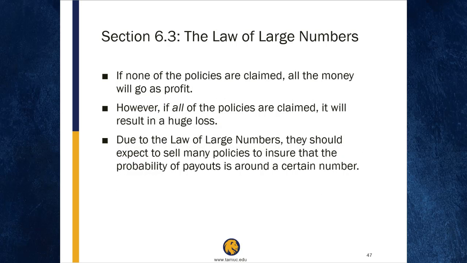For the insurance company, if none of the policies are claimed, then all that money will go as profit. However, if all the policies are claimed, then they'll have a huge loss due to having to pay out a lot more money than they're taking in. But due to the law of large numbers, they should expect to sell as many policies as they need to ensure that the probability of the payouts is going to be around a certain number. So the more policies they sell, the closer the number of payouts will be to that 1 over 500 probability that they would expect.